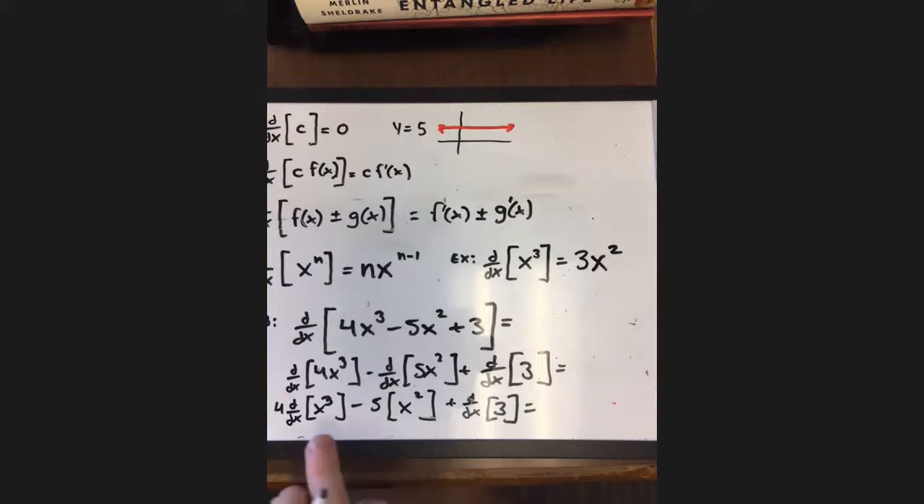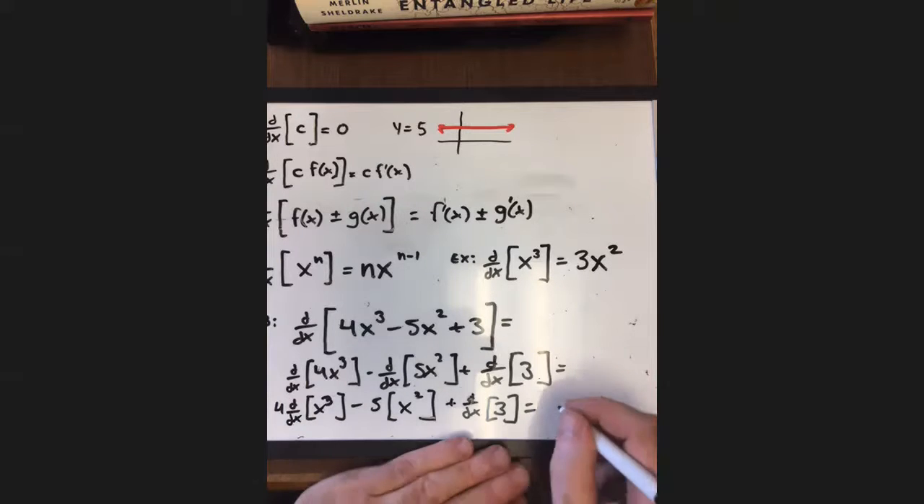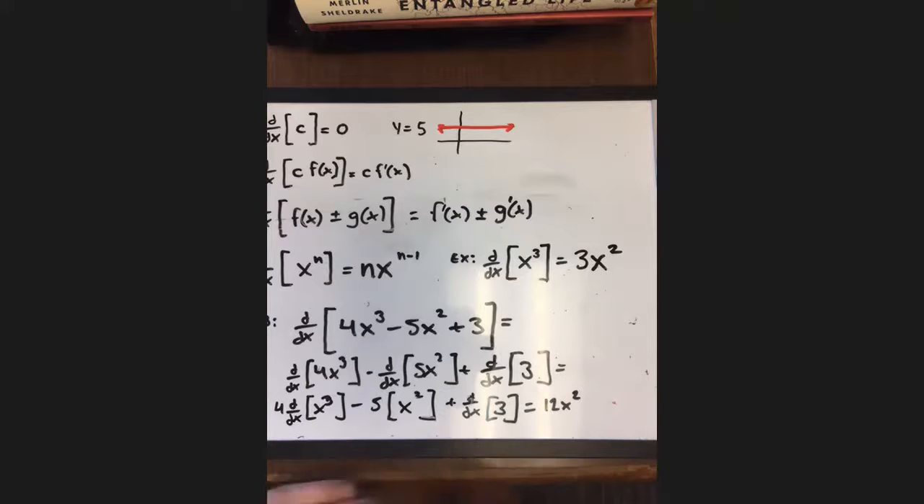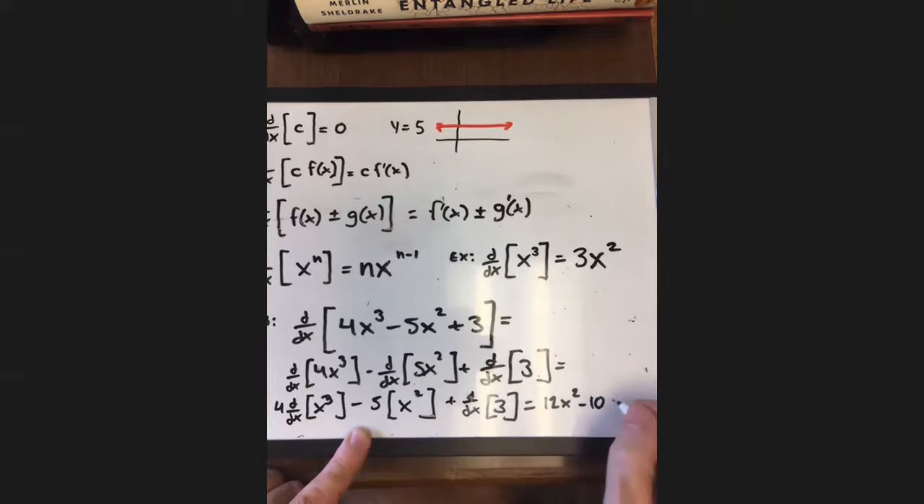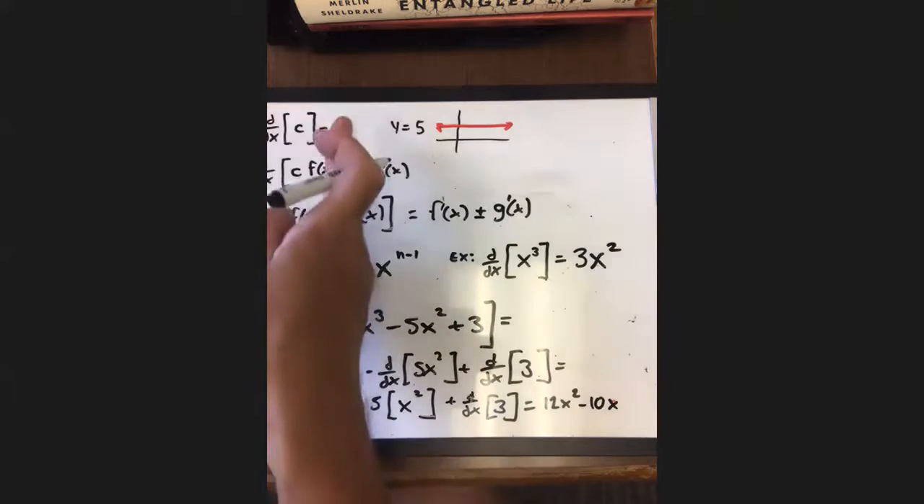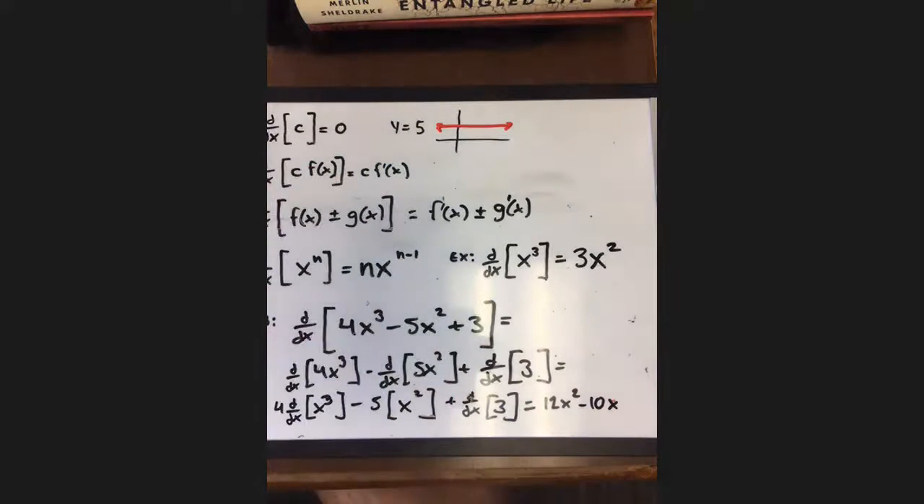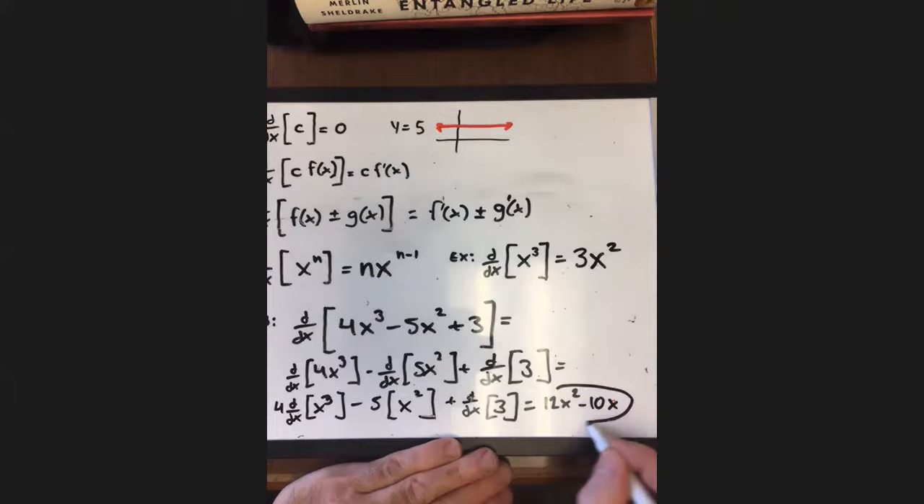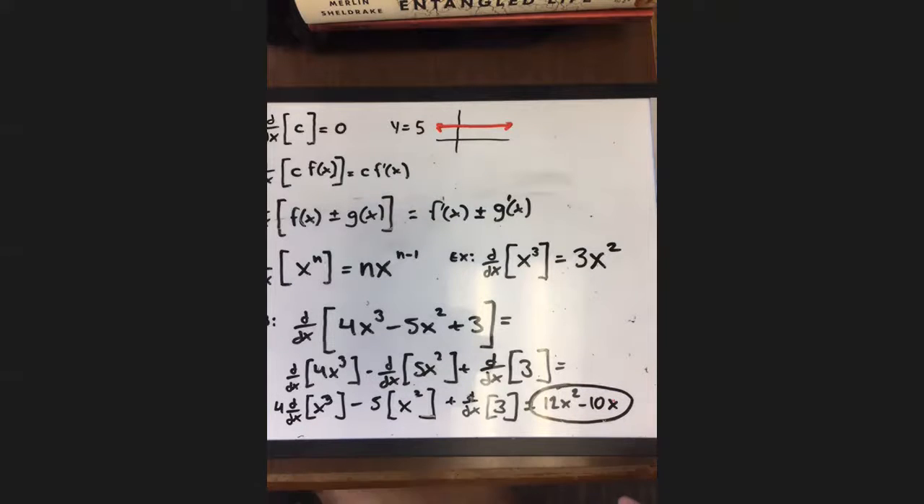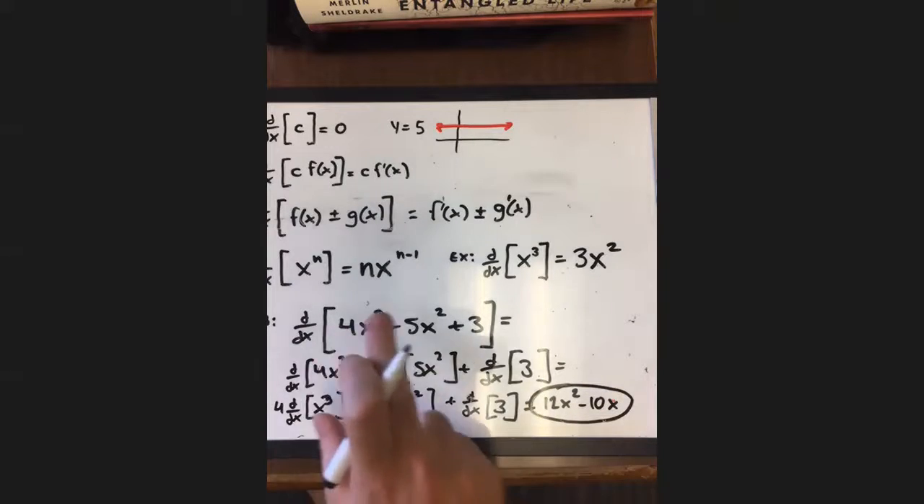We already figured out the derivative of x cubed is 3x squared. So we just need to multiply that by 4, which gives us 12x squared. And then minus 5 times the derivative of x squared. We also did that, and the derivative of x squared is 2x, so minus 10x. And finally, the derivative of 3, that's a constant. That's our first rule here, so the derivative of 3 is 0. And so here is my final answer, the derivative of our original polynomial.